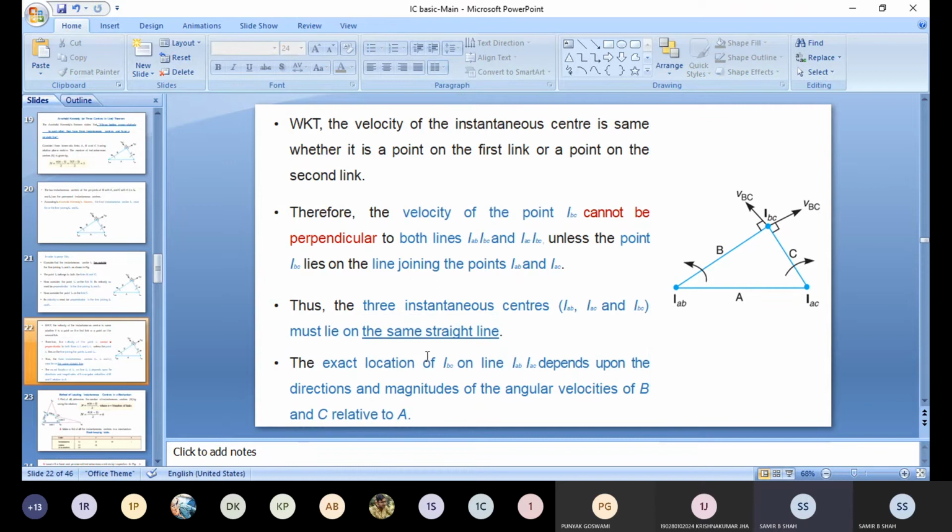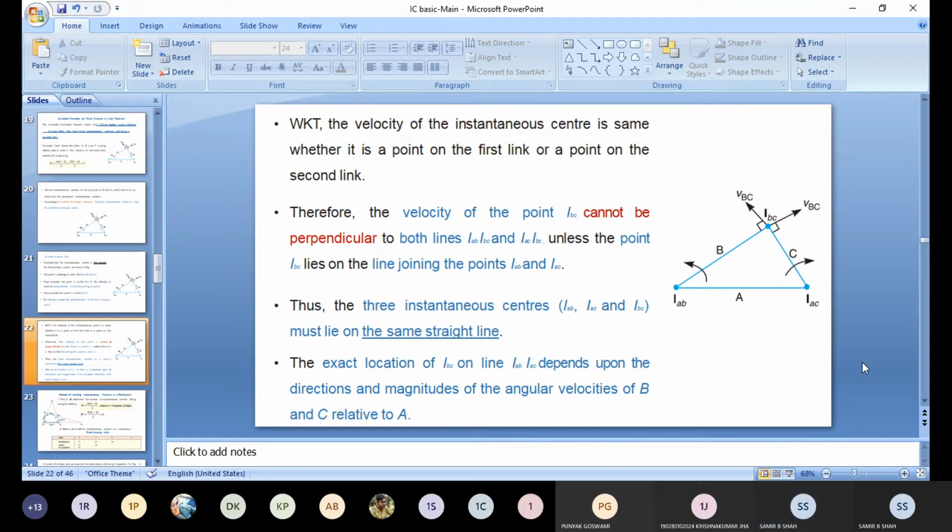Now about the exact location of IBC on the line through IAB and IAC: it depends upon the direction and magnitude of the angular velocity of B and C relative to link A.